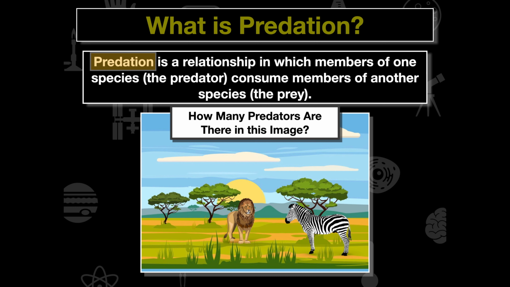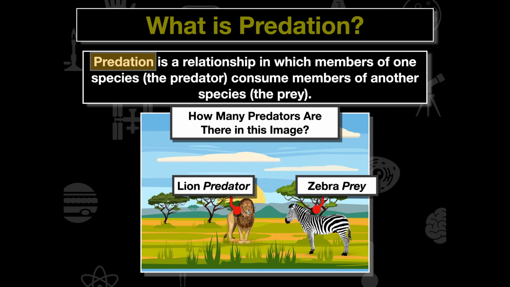How many predators are there in this image? Well, we definitely know the lion is going to be the predator to our prey, the zebra. But we can also look at this in a little bit different light. We can assume the zebra is also a predator to the grass that it's going to consume. Grass is also a living organism, and the zebra is the predator in this specific relationship. So it depends on what lens we're looking through and zooming in on.